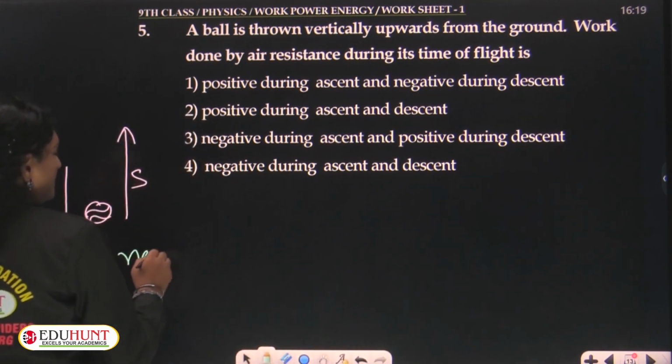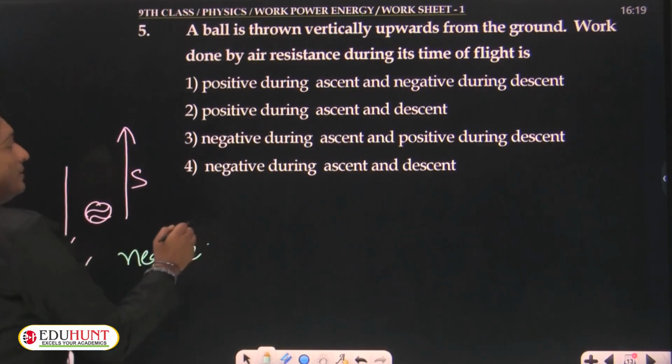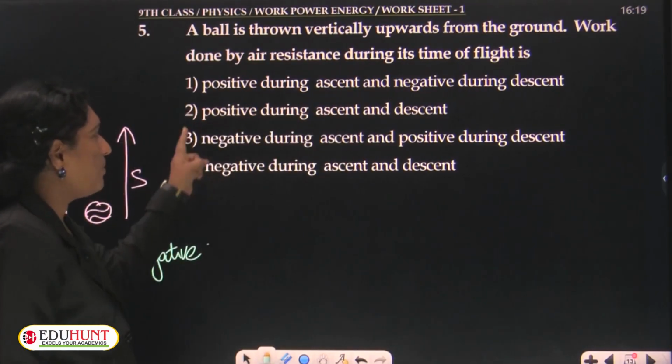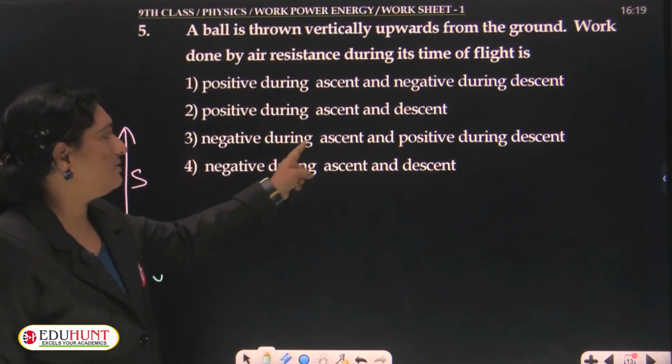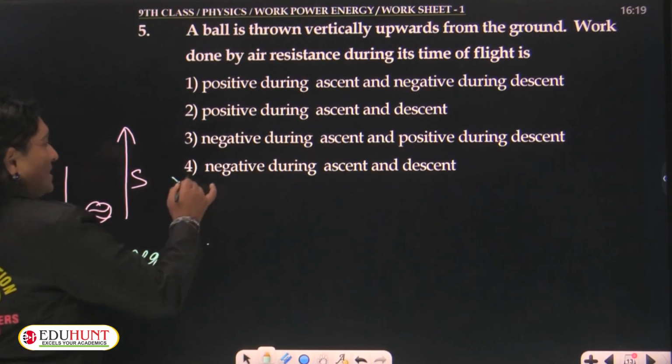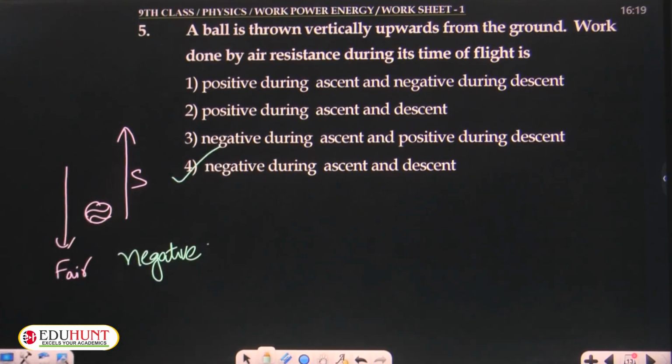The work done is negative. What is the reason? The options are: positive during the ascent and negative during the descent; positive during ascent and descent; negative during ascent and positive during descent; and negative during ascent and descent. What is the correct option? The fourth option is correct. Why? Because ascent means when the ball is moving upwards, the direction of the air resistance is downwards. So in that case, the work done is negative, opposite.